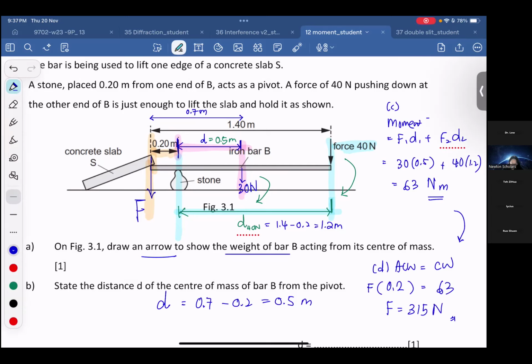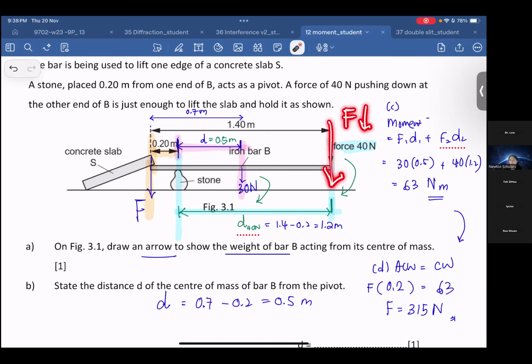Okay, good job. Last, suggest a change to the arrangement that will reduce the force required to lift the slab. So here I want to reduce the force. I push it down, but I don't want to use 40 Newton. Can I reduce it to 35 Newton? How? Any idea? If the force decreases, in order to balance back, your distance should be increased. How to increase this distance?